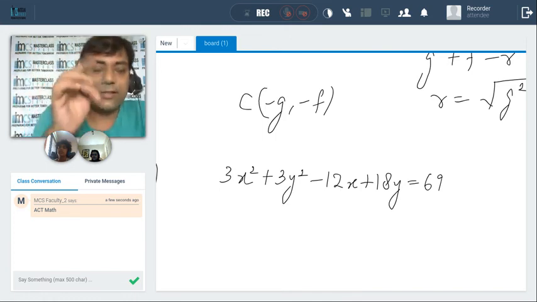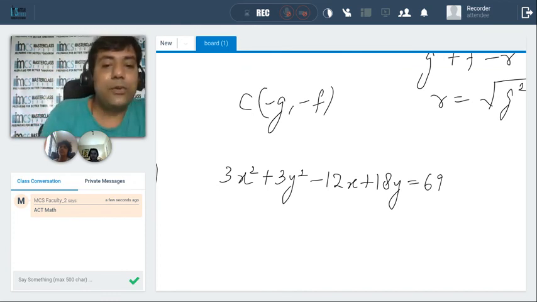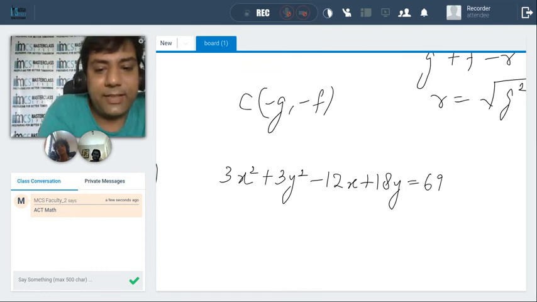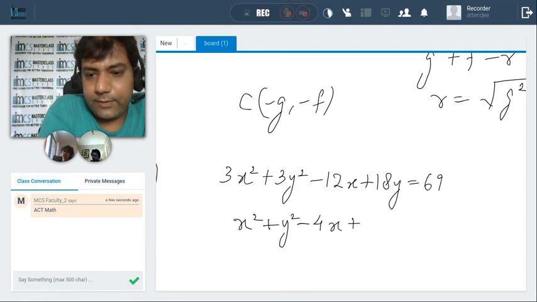So first of all, this is the thing where everyone makes mistakes. We have to divide the whole equation by 3. So it will come out to be x square plus y square minus 4x plus 6y equal to 23.